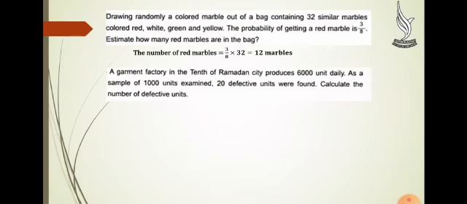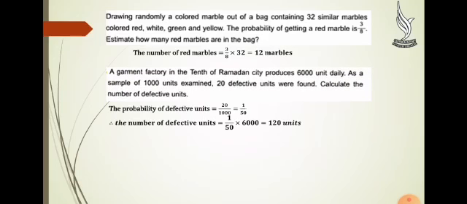The second exercise. A garment factory in the 10th of Ramadan city produced 6,000 units daily. In a sample of 1,000 units examined, 20 defective units were found. Calculate the number of defective units. The probability of a defective unit equals 20 over 1000, which equals 1 over 50. So the number of defective units equals 1 over 50 times 6000, which equals 120 units.